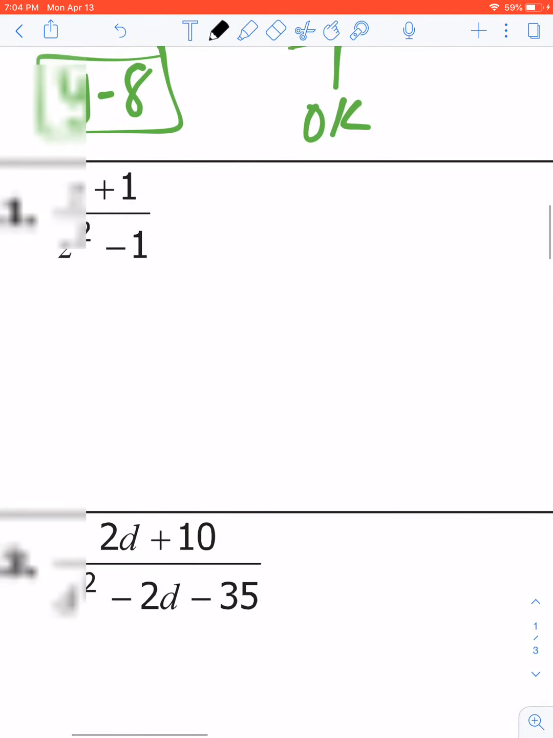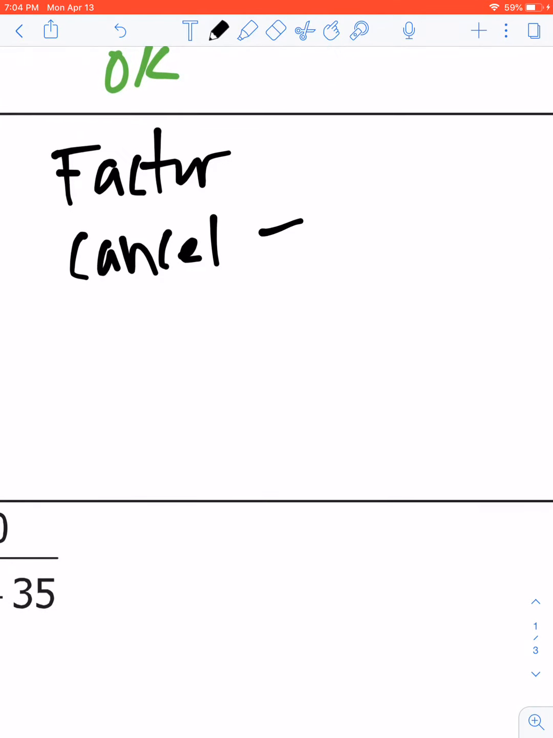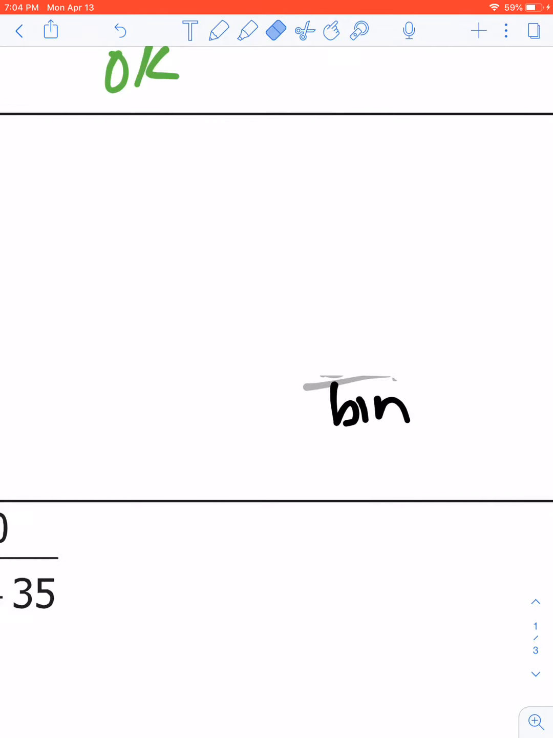So what is the name of the game here, guys? We factor and then we cancel. And your rules for canceling is that you can only cancel a monomial over a monomial, like in problems 1 through 6. Or you can only cancel out a binomial and its same binomial, or a trinomial and its same trinomial. They have to be the same married factor.